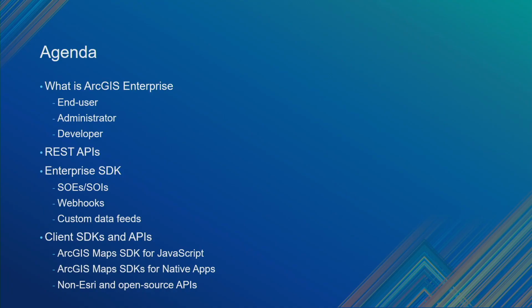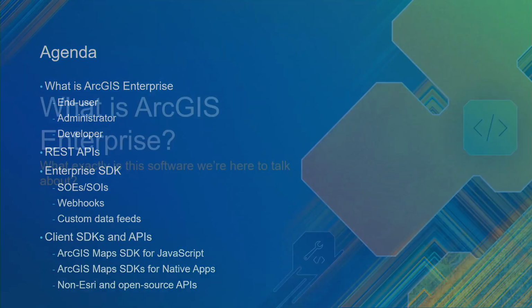Maybe you're building your own custom applications. A great tool for that is the variety of client SDKs and APIs we have available for you. So we'll talk about the Maps SDK for both JavaScript and native apps, and then we'll talk a little bit about the ArcGIS API for Python and some non-Esri options that we have for integrating with.